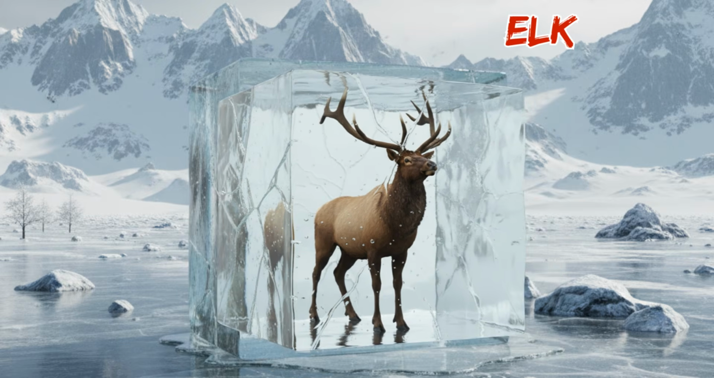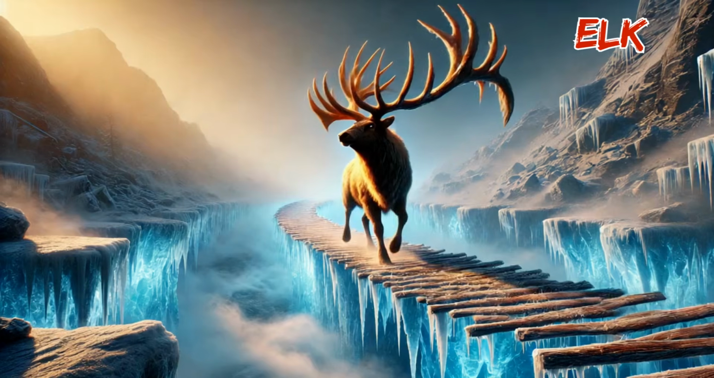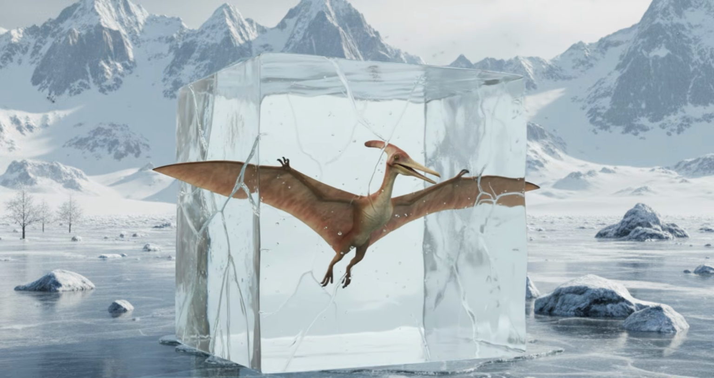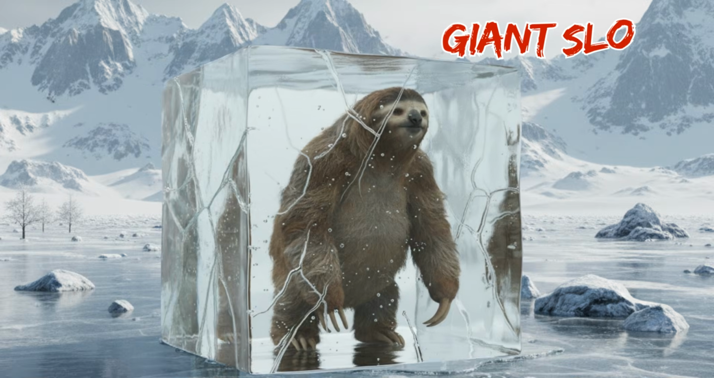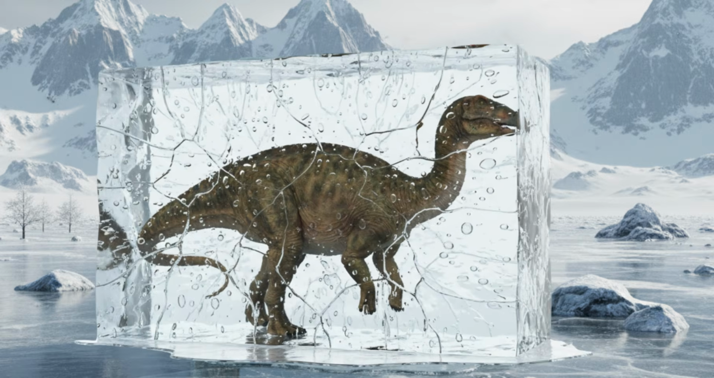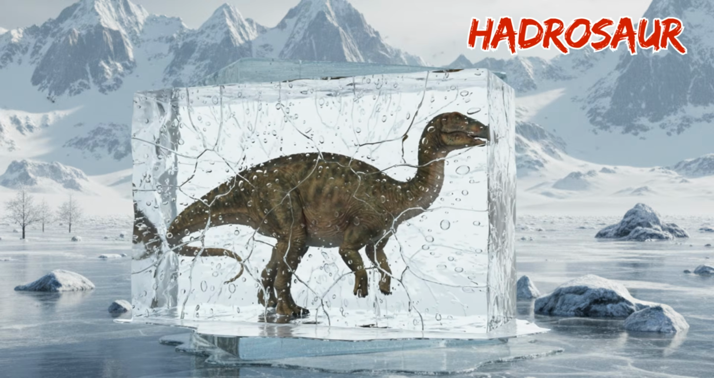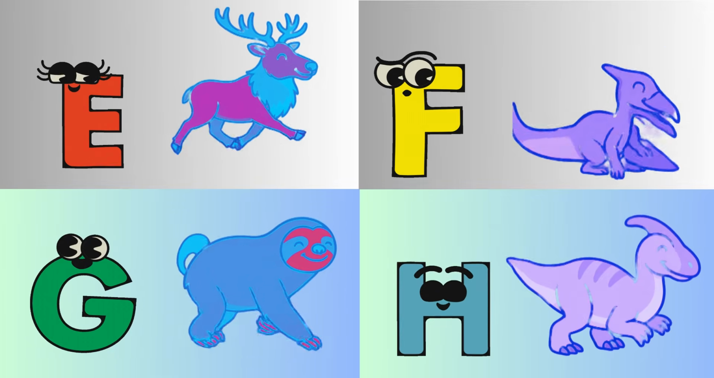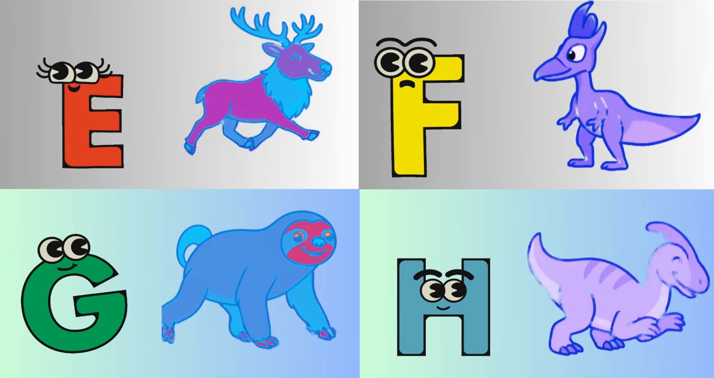E is for elk, E elk, clash clash clash. F is for flying pterosaur, F pterosaur, screech screech screech. G is for giant sloth, G sloth, munch munch munch. H is for hadrosaur, H hadrosaur, honk honk honk. E F G H, prehistoric safari animals.